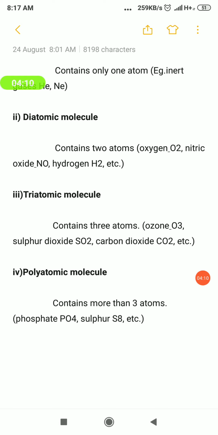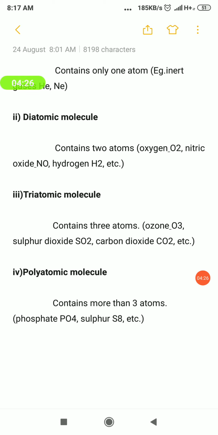This is the classification 1, and this is based on the number of atoms present in a molecule. Monoatomic molecules means made by only 1 atom. Diatomic means made by 2 atoms. Triatomic means made by 3 atoms. Whereas polyatomic, in the sense, the molecule is made by more than 3 atoms.